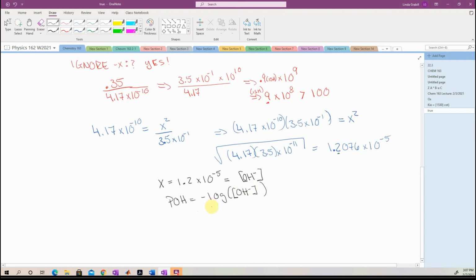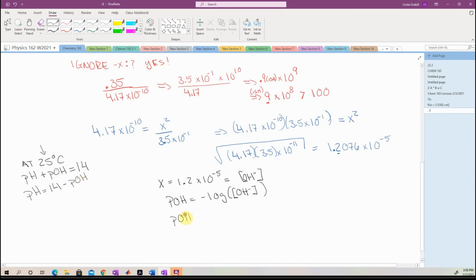Then I can remind myself, we're at 25 degrees C. So at 25 degrees C, what do we know? We know that the sum of my pH and my pOH is 14. Where does this come from? It comes from the fact that at 25 degrees C, neutral is 7, so the sum of these two is 14. If I figure out what my pOH is, 14 minus my pOH will give me my pH. Cool, so let's put this in here.